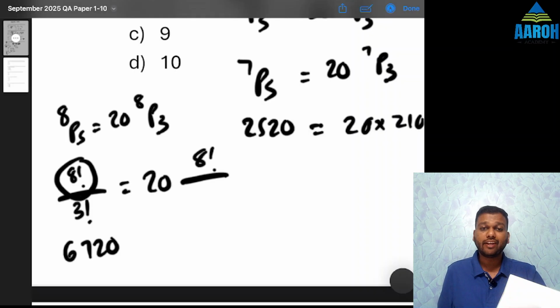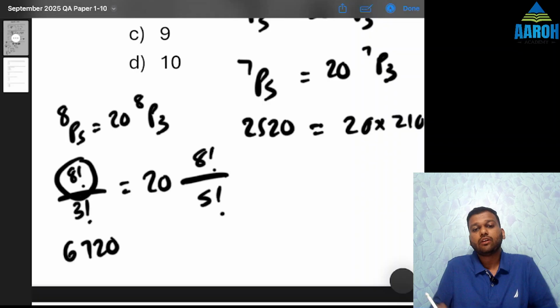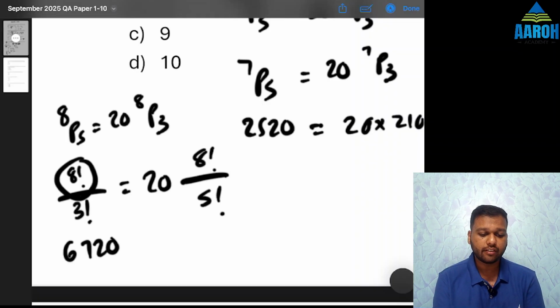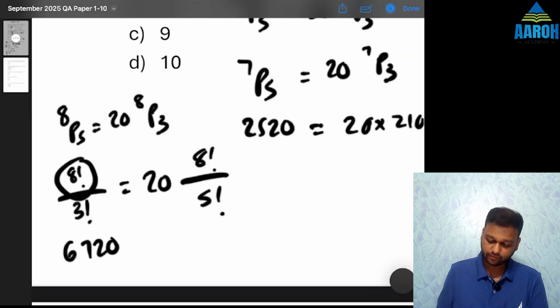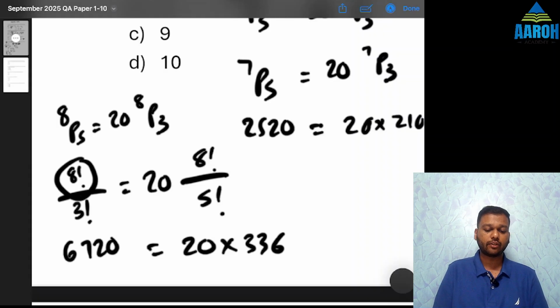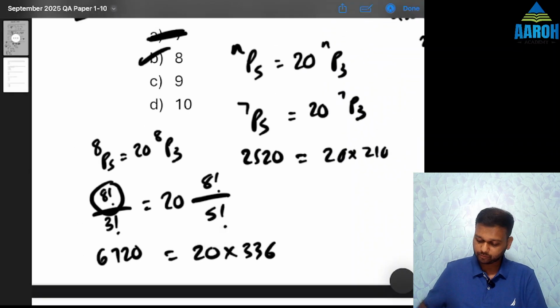8P3 is what? 8 factorial upon 8 minus 3, that is 5 factorial. So again 8 factorial, how do we get? 5040 into 8 divided by 5 factorial, which is 120. So that is 20 into 336. Check on your calculator. That is matching. So 8 is the correct answer, option B. Okay.